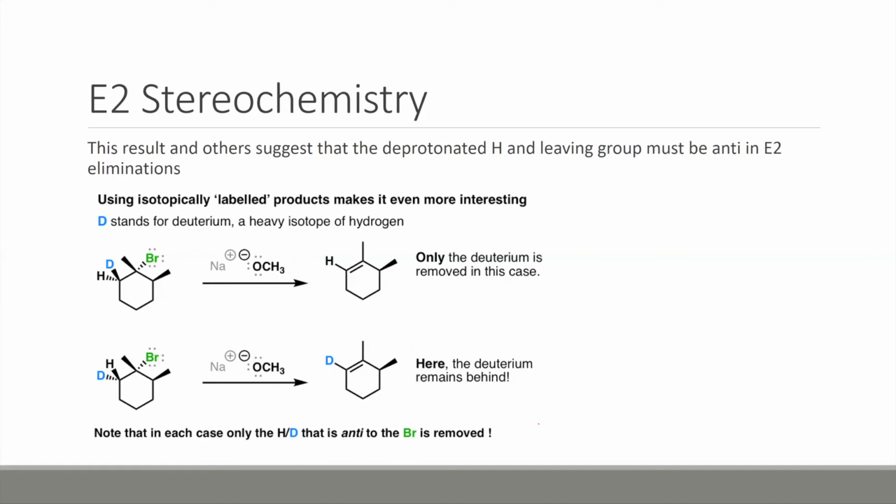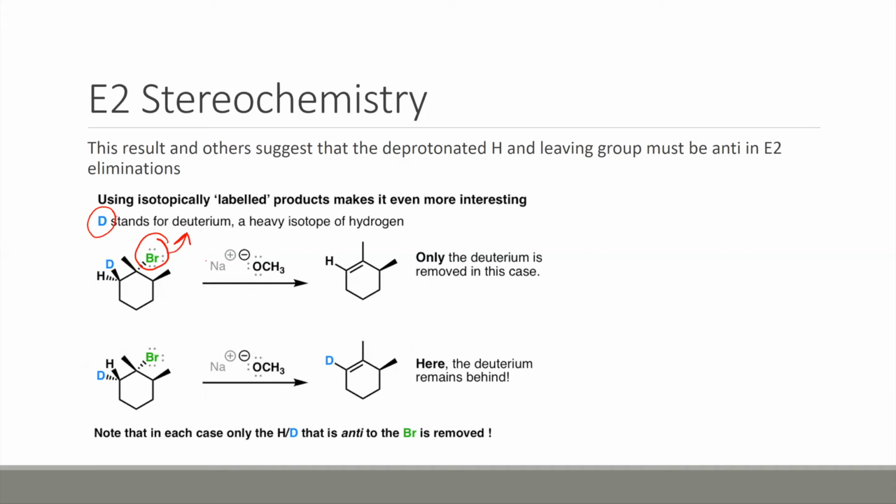This is an actual experiment using isotopically labeled products. So one of the hydrogens is replaced with a deuterium. Deuterium acts just like hydrogen. It's just a heavy isotope of hydrogen. And so it will react in the same way, but we're able to kind of follow it and track it. So here's our starting ring here. We're going to remove this bromine. Okay, that will be our leaving group.